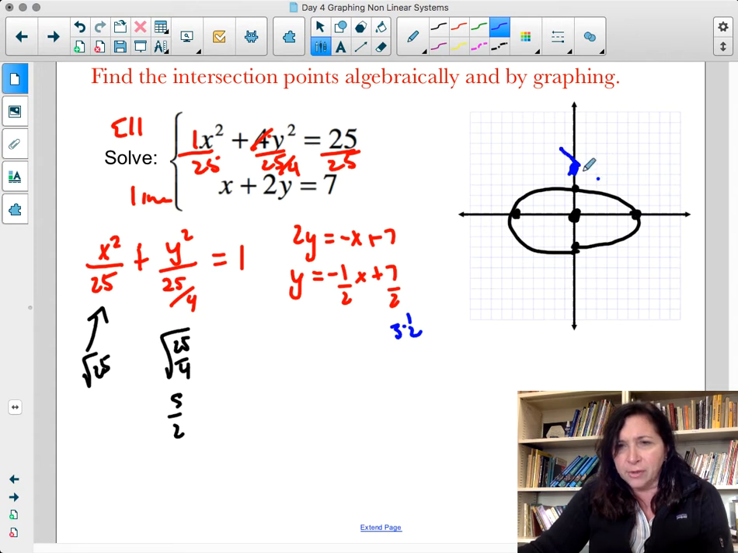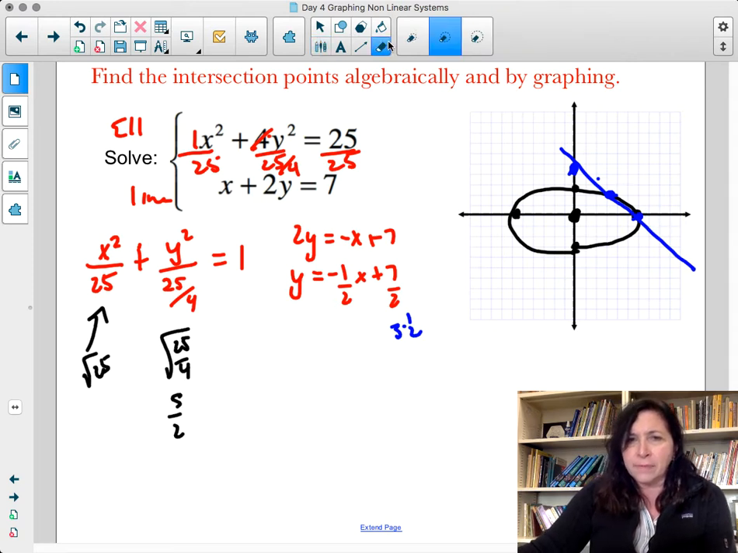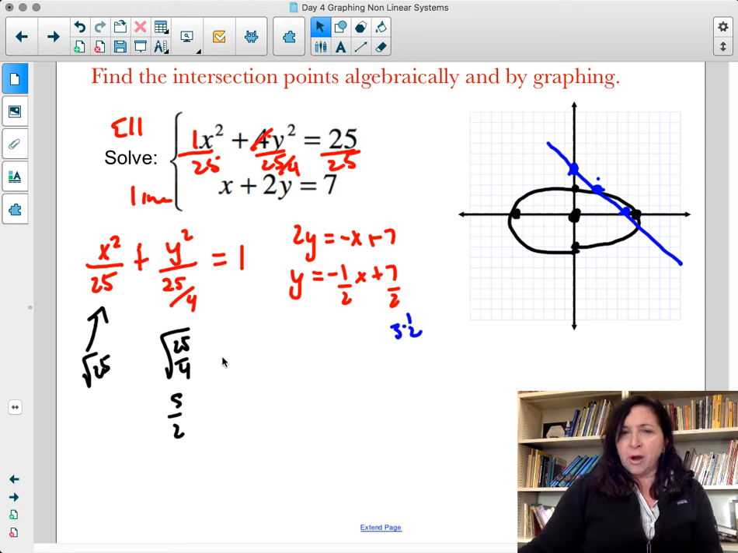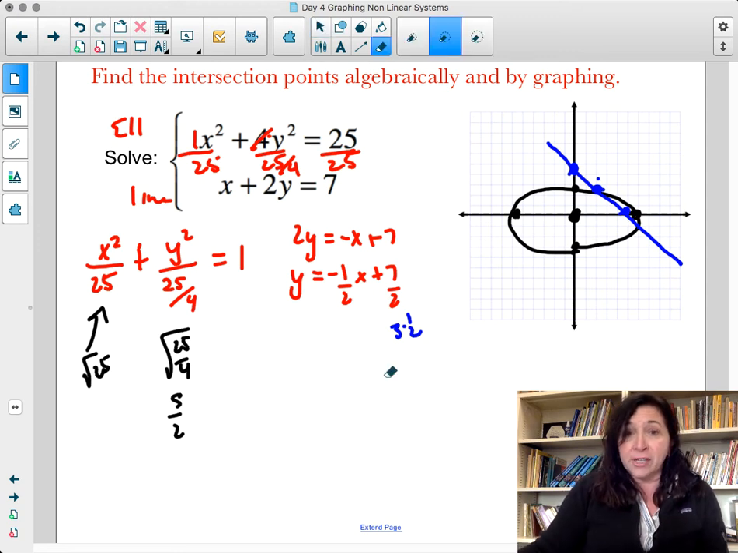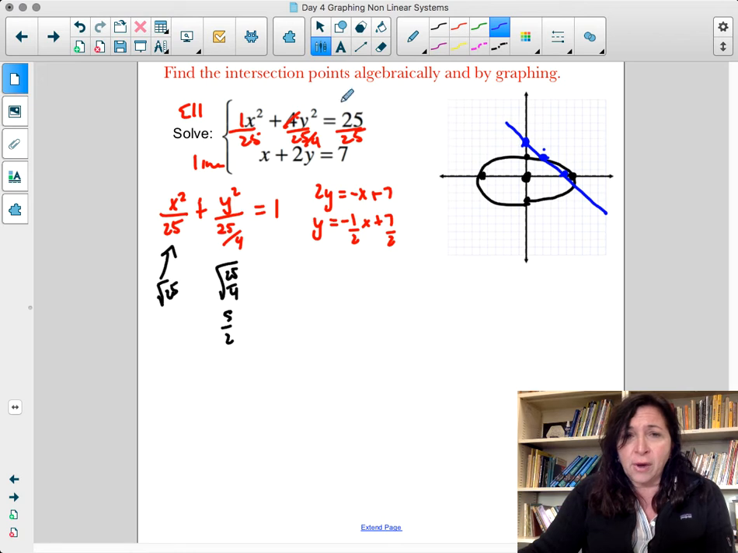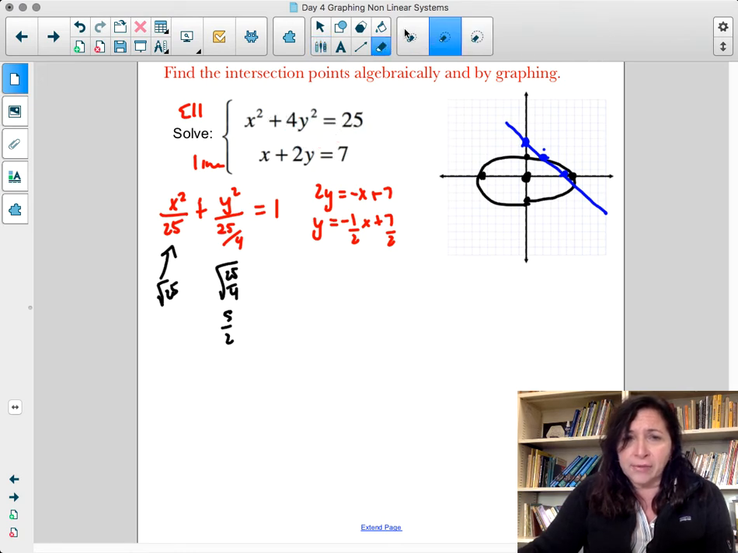So I'm not really sure where my graph is going to cross, but it looks like it might be crossing in 2 places over here. I'm going to move this a little bit so you can see better. I'm not sure where it is because the graph is a little bit off, but we're going to find out in just a second. Okay. So in order to find out algebraically, I'm going to erase that so I can see.